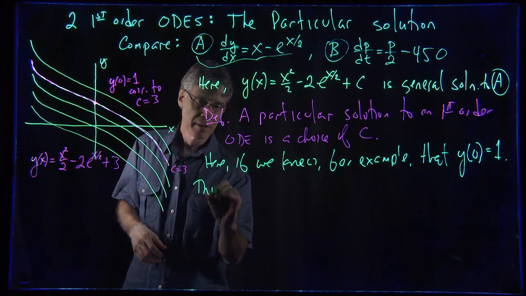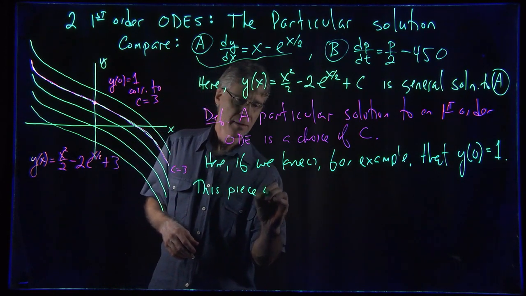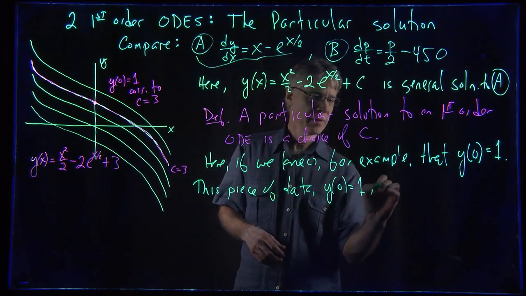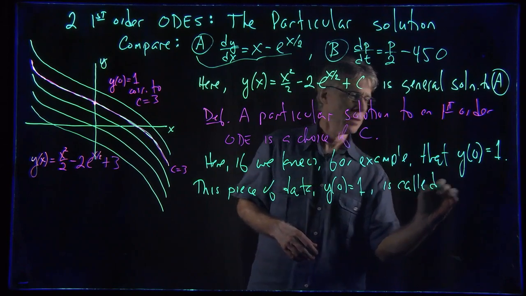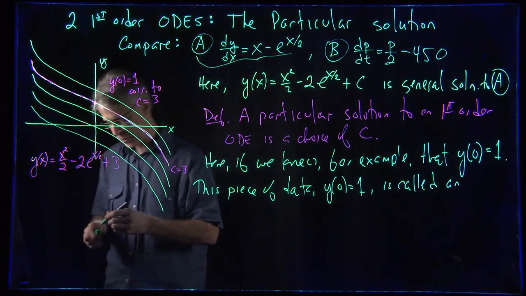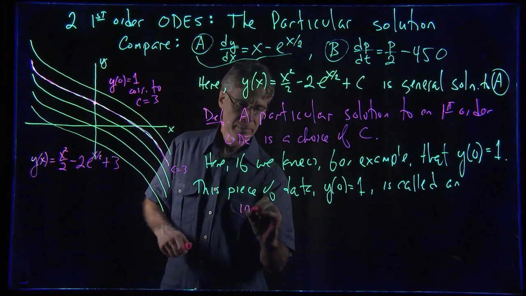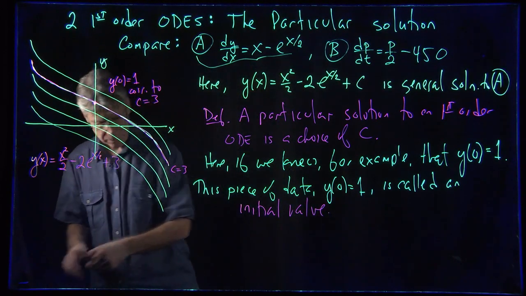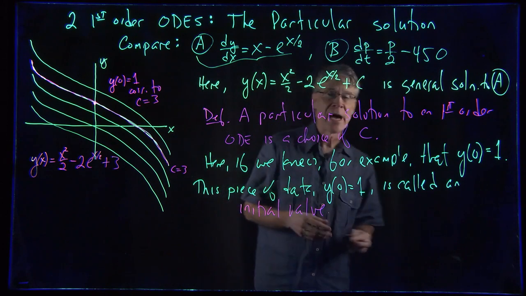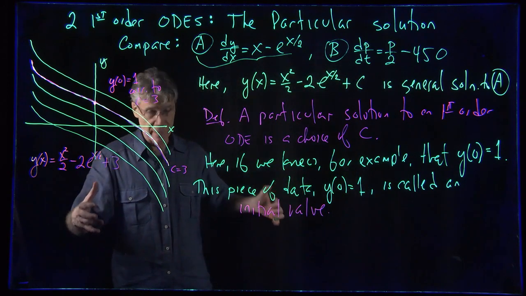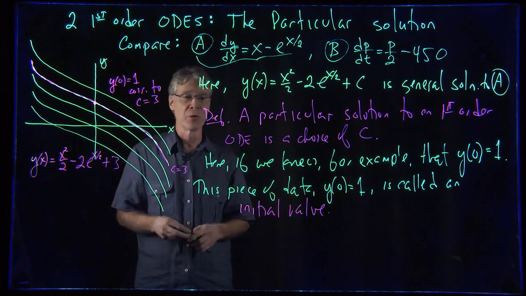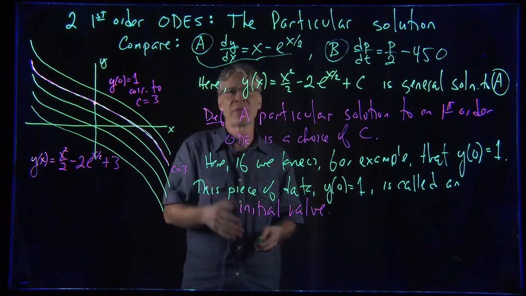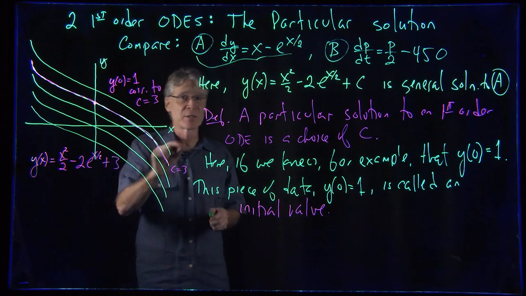Here, this piece of data, y of 0 equals 1, is called an initial value. And that initial value might be, hey, when I start my experiment, because this is a mathematical model, right? I'm trying to study something new. I know that at a particular value of the independent variable, the dependent variable takes something. If it takes a value, then I know that that's the solution I want.